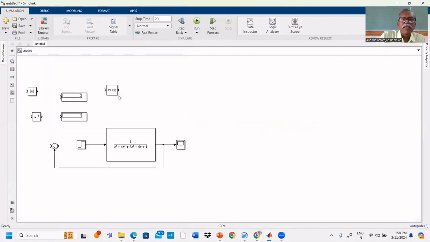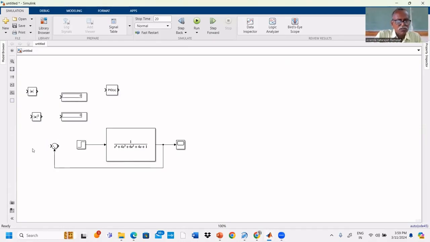I got all this PID. In continuous, only PID is available. This transfer function is also available in continuous. Step is available in the source. This is available in math. Sum, this block is called sum, is available in the sync. These two are available in the math. So you can search by name and you can get the blocks.